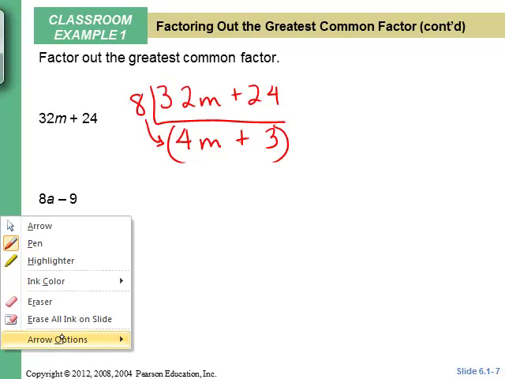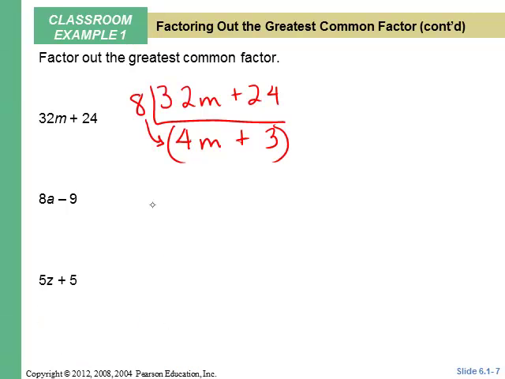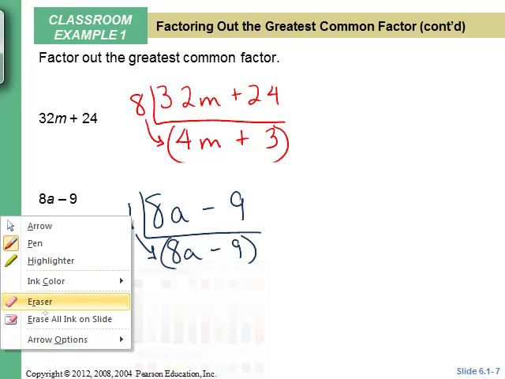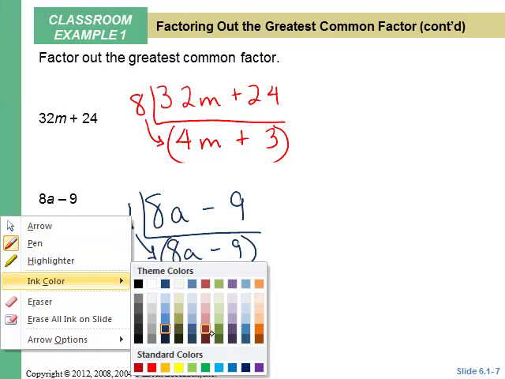I'm going to change colors here. 8a minus 9. The only number I can divide them both by is 1. Now, I don't know if our book wants to call that a factored form or not, but 1 times 8a minus 9. No matter how many tiles you have, you can always make a room that's 1 tile wide and that many tiles long.